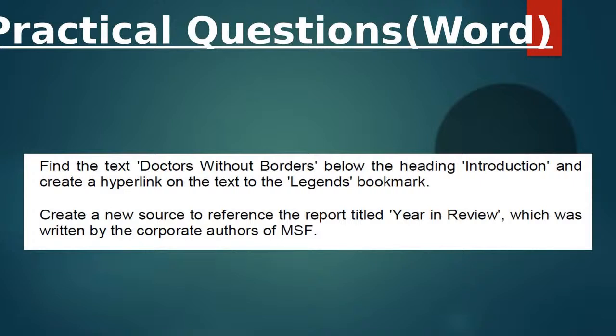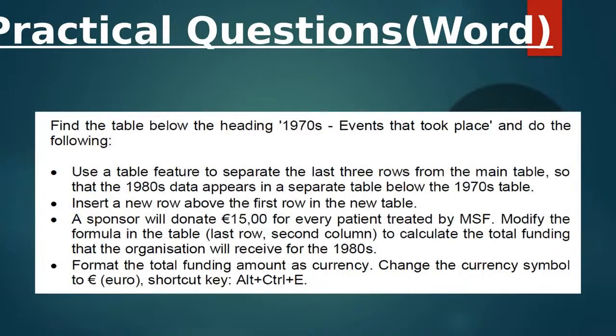So can you see, just by me going through this, I'm just trying to show you how to approach these questions. Here's another one. Still in Word. Find the table below the heading 1970s events that took place and do the following. So the first thing you're going to do before you even look at the rest of the instructions, just go and find the table, right? Let's find the table and then we're okay.